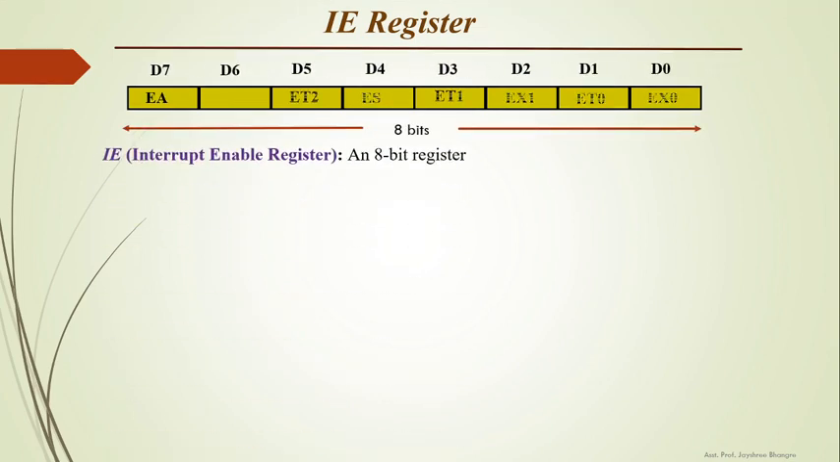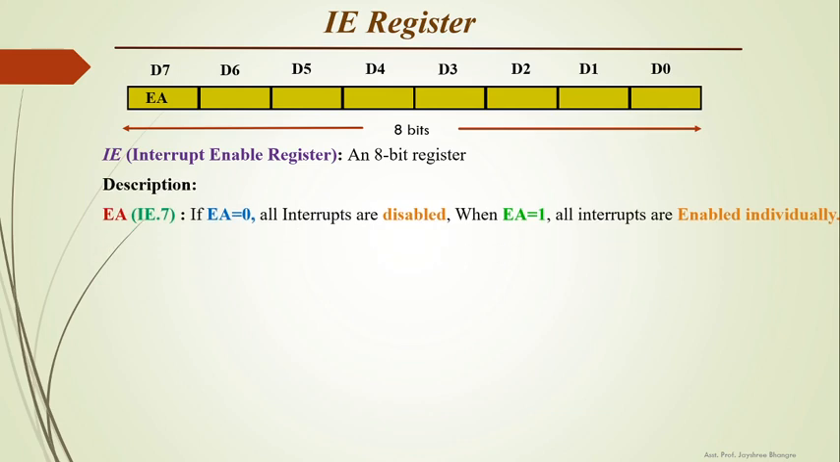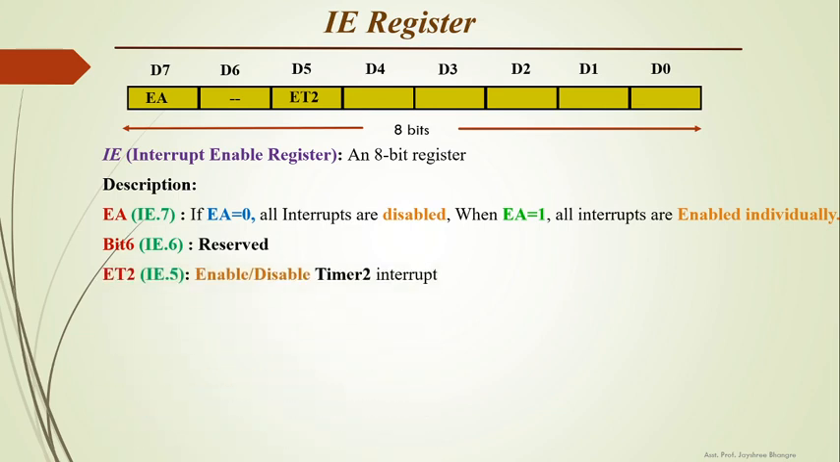So IE is nothing but the interrupt enable register. This is an 8-bit register. So the first bit or 7th bit of this register is EA, that is enable all, or this is also called as a global enable input. If this bit is 0, all interrupts are disabled, and if this bit is 1, all interrupts are enabled individually. Bit 6 is reserved for future use.